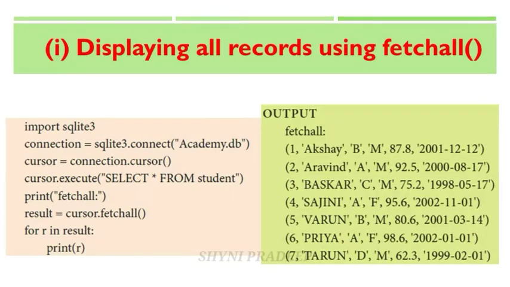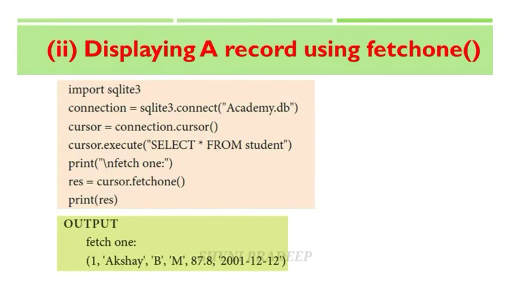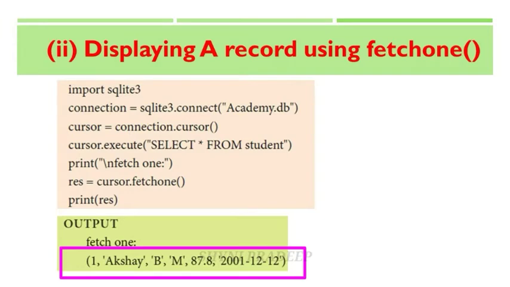Okay. Next, displaying a record using the fetchone method. The fetchone method returns the next row of a query result set, or None in case there is no row left. If there is no row left, None will be displayed. If the next row is present, that row will be displayed by using this fetchone method. See here, there is only one next row present, and that output will be displayed like this.